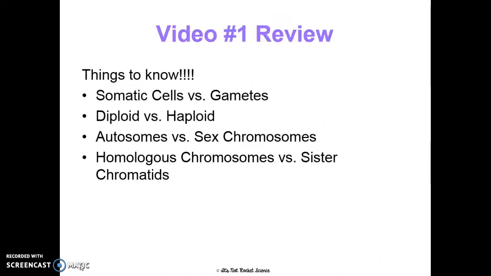So before you move forward, you should be able to go back and compare all of these. You should know the difference between somatic cells and gametes, the difference between diploid and haploid, autosomes versus sex chromosomes, and homologous chromosomes versus sister chromatids. So if you can't immediately off the top of your head compare all these, I would go back, write all of these down in your notes, and make a comparison, and that's going to help you moving forward.